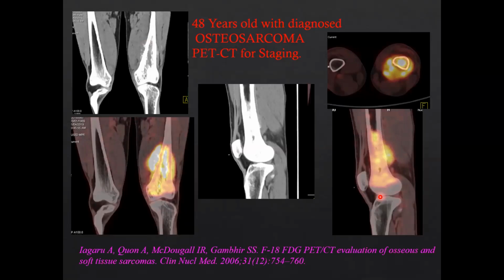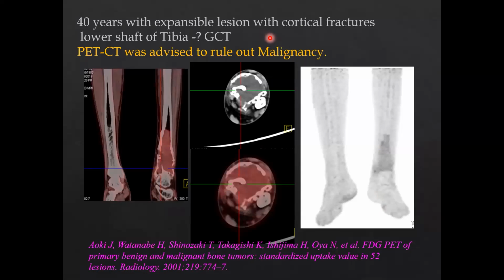So coming to 40 years old with expansile lesion with cortical fractures, lower shaft of tibia. So it was supposed to be diagnosed tentatively as giant cell tumor, and PET CT was advised to rule out malignancy. So it is diagnosed GCT probably, and to rule out any malignancy or malignant transformation. So if you see, it is expansile, then there is a cortical irregularity with erosions and breaks, and there is associated soft tissue component within this with minimal or negligible uptake. So it was consistent with the benign entity.